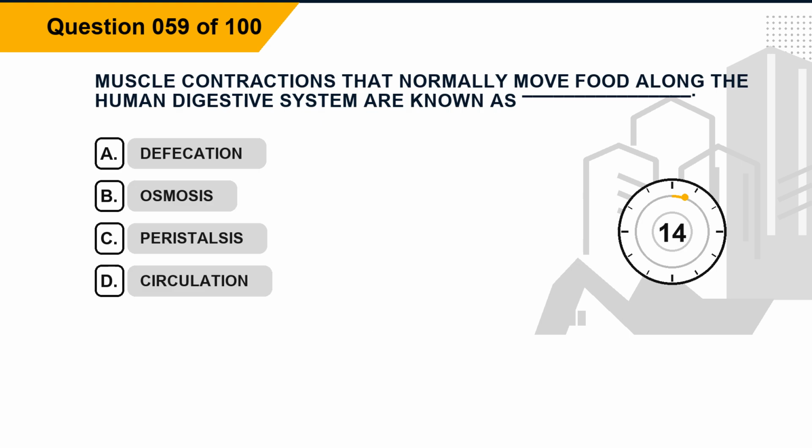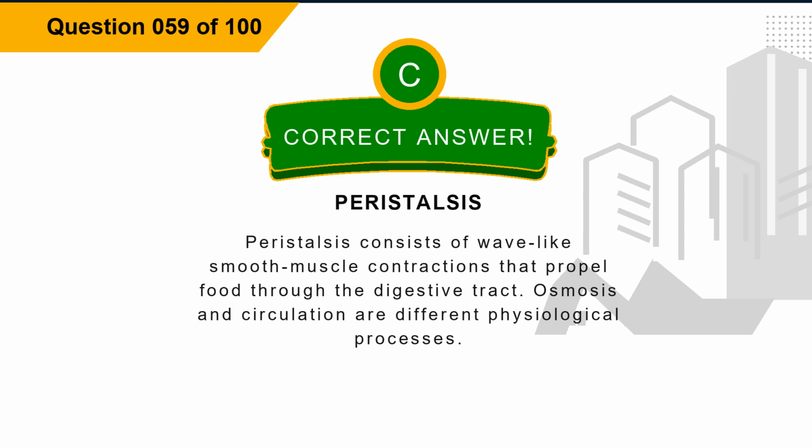Question 59. Muscle contractions that normally move food along the human digestive system are known as blank. Option A, defecation. Option B, osmosis. Option C, peristalsis. Option D, circulation. The correct answer is option C, peristalsis. Explanation. Peristalsis consists of wave-like smooth muscle contractions that propel food through the digestive tract. Osmosis and circulation are different physiological processes.